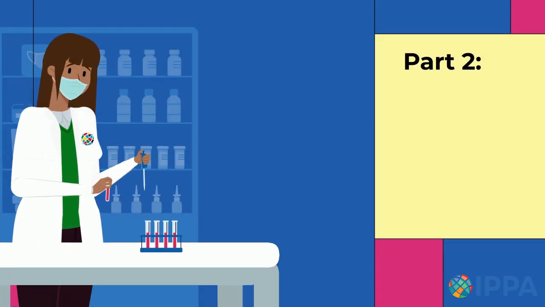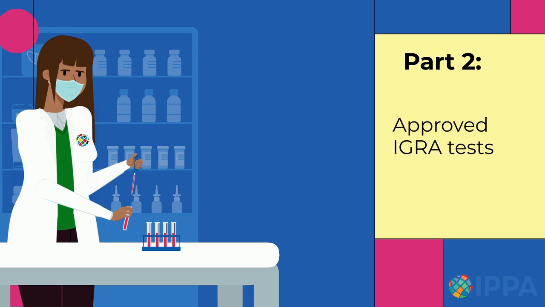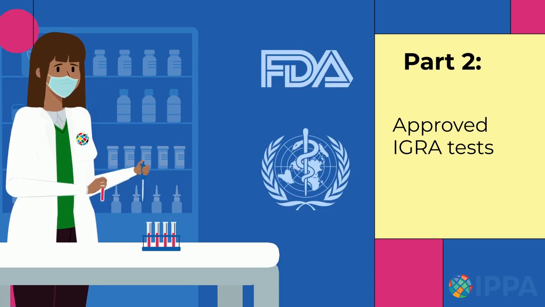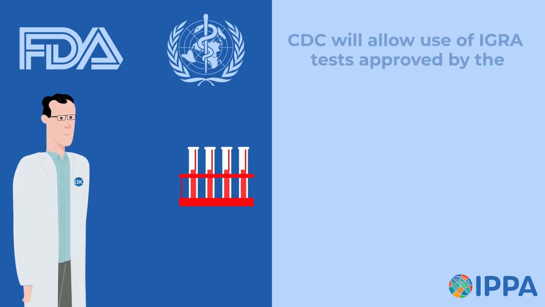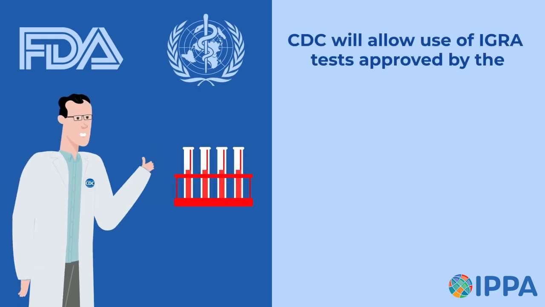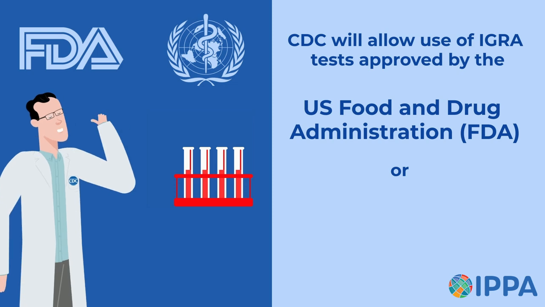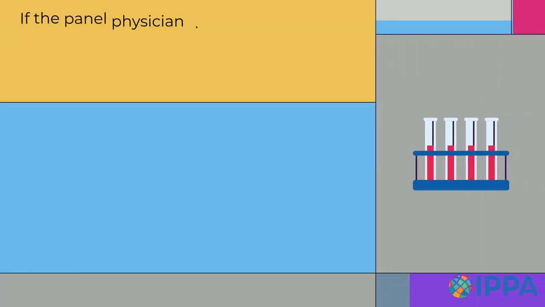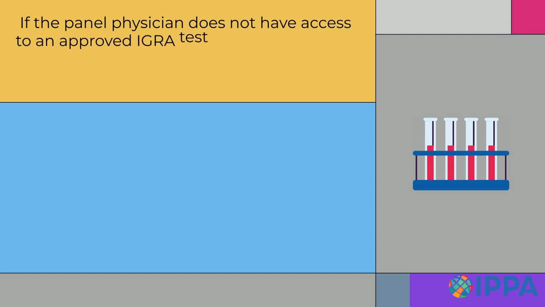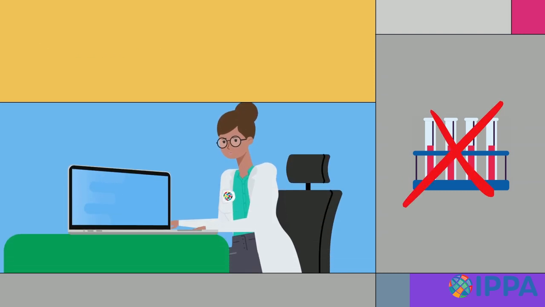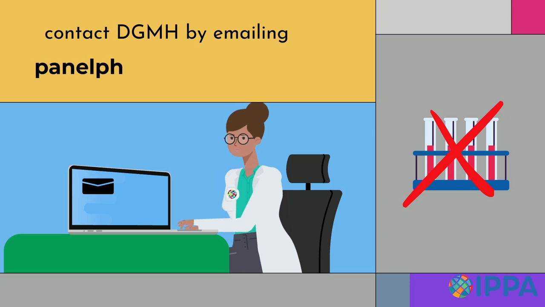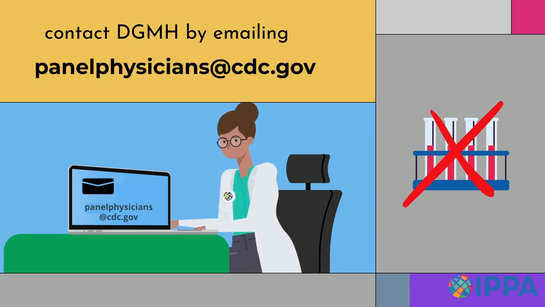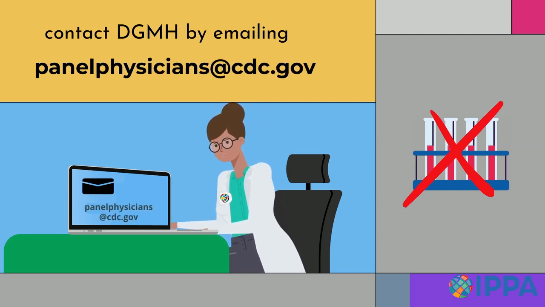Now that we've covered the age group, let's move on to our next learning objective: approved IGRA tests that can be used. CDC will allow use of IGRA tests approved by the U.S. Food and Drug Administration or the World Health Organization. If the panel physician does not have access to an approved IGRA test, the panel physician must contact DGMH by emailing panel physicians at cdc.gov for further guidance.